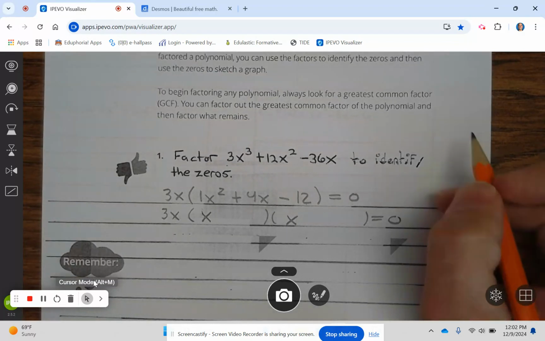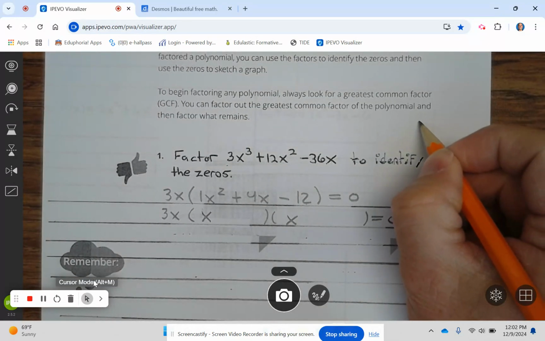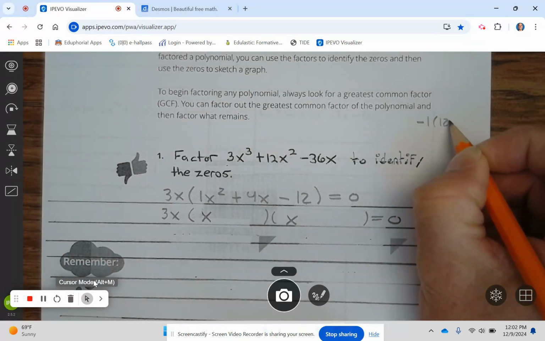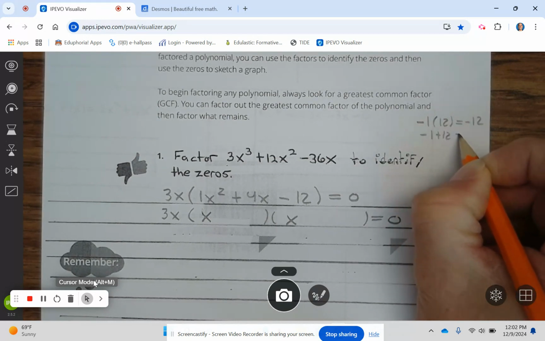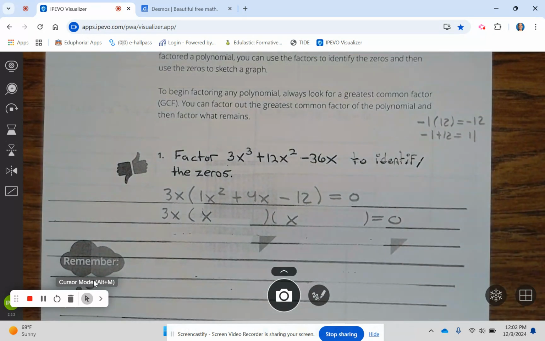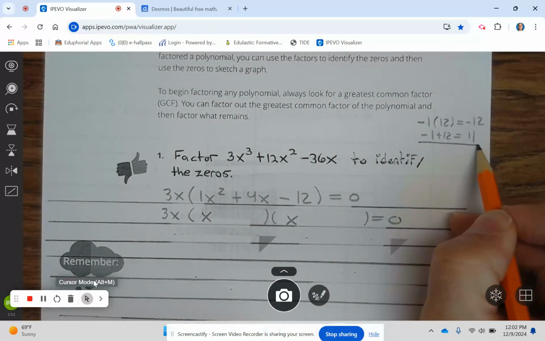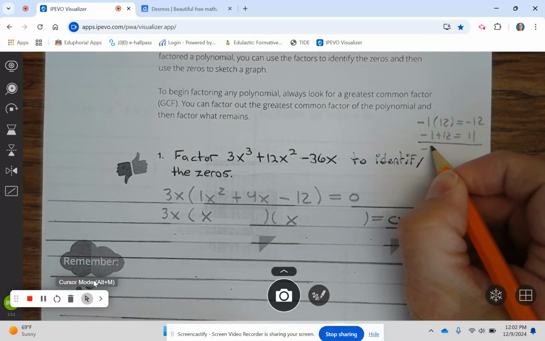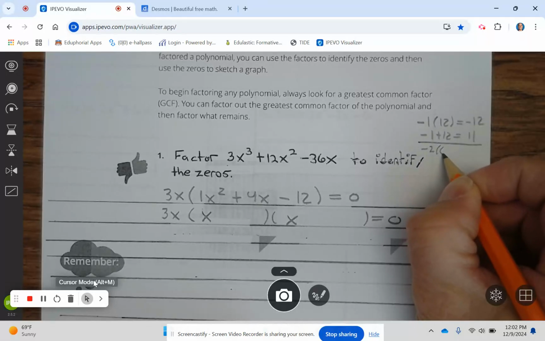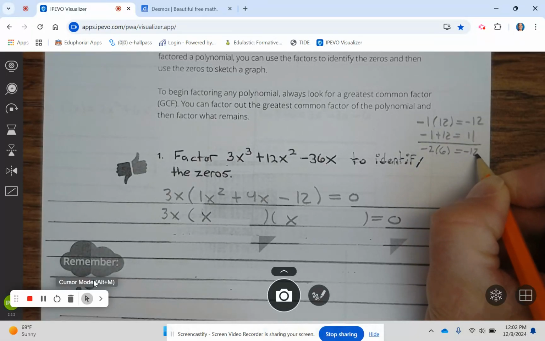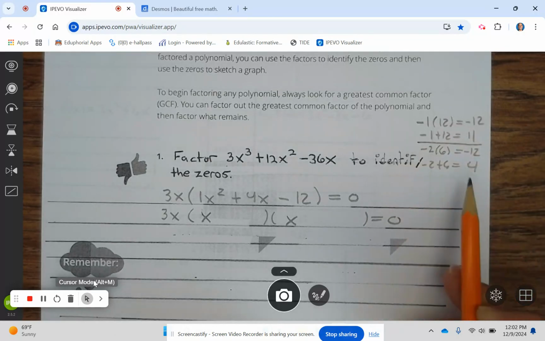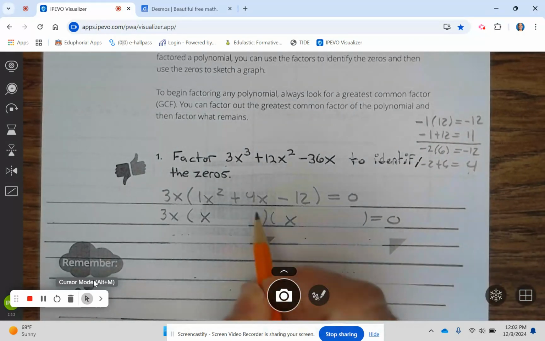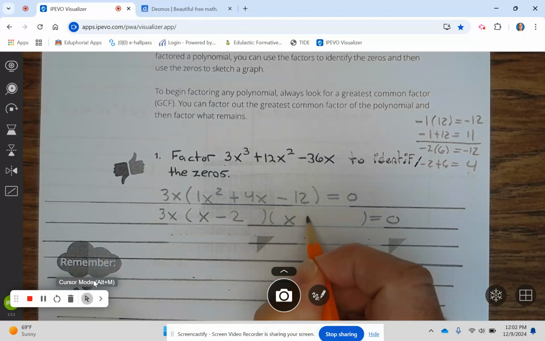Okay, so negative 1 times 12 is negative 12. Negative 1 plus 12 is 11. That doesn't work, so let's take a look at the next combination. Negative 2 times 6 is negative 12. Negative 2 plus 6 is 4. We have our negative 12 and 4, so our factors are x minus 2, x plus 6.